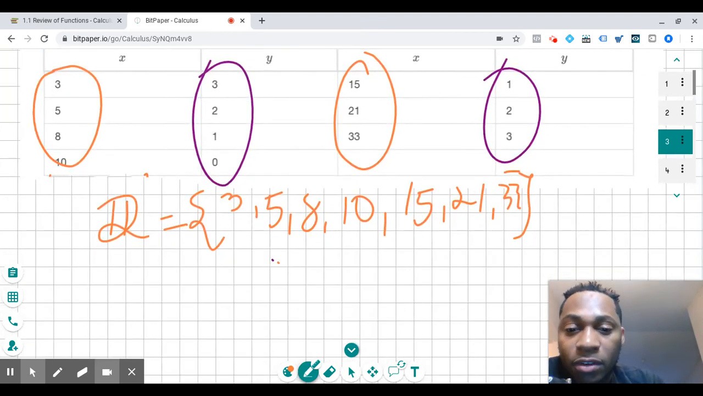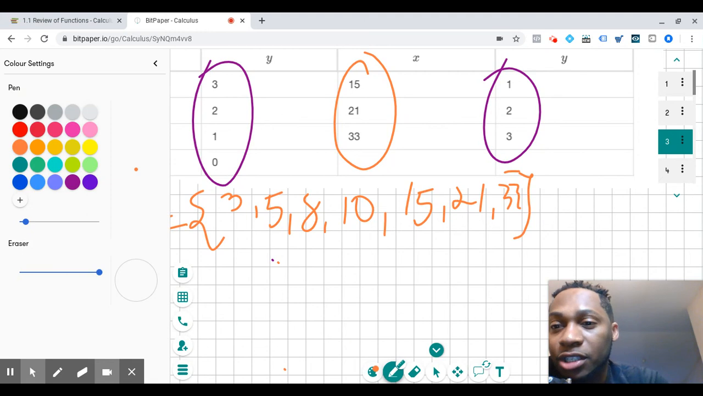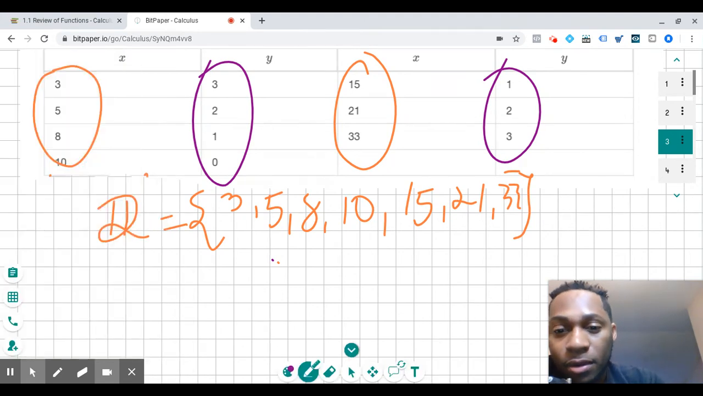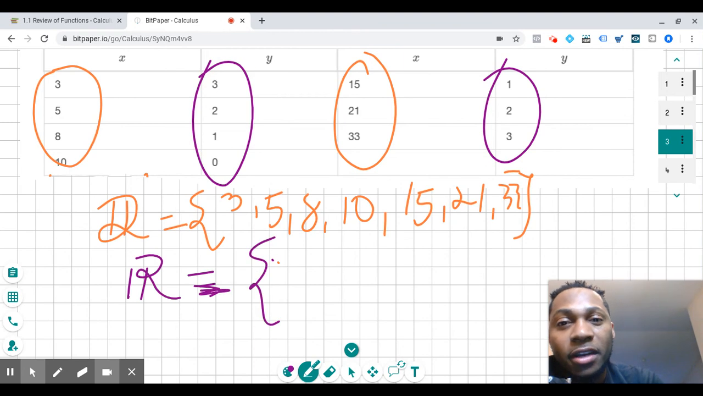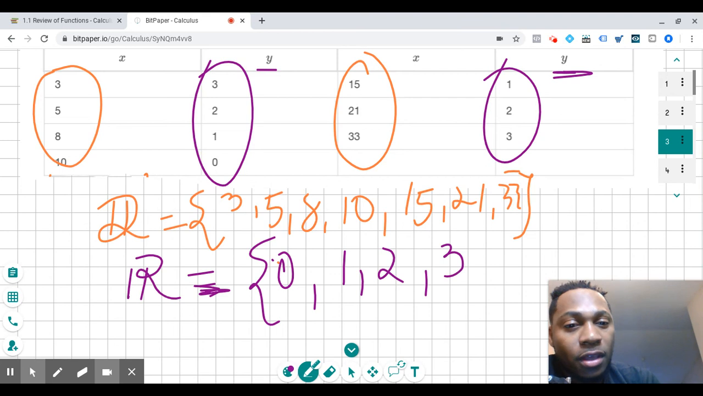So let's move on to the range. Let me write it in purple. The range would be the set of all y values, and you can see here I put them in purple already. So it would be 0, 1, 2, and 3.